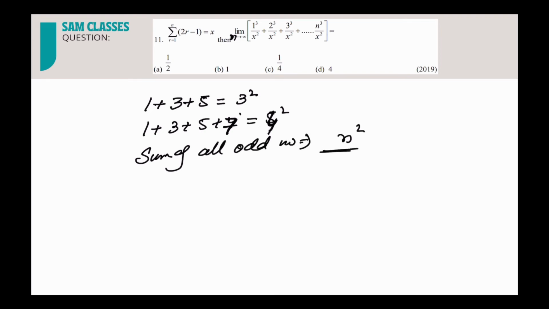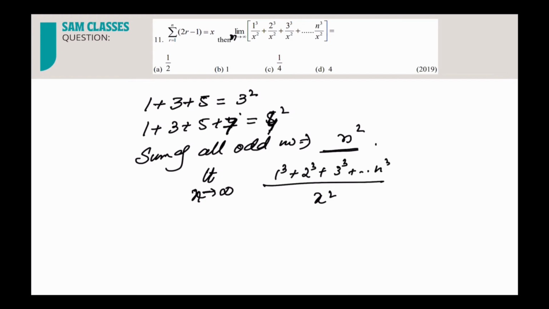Now we have learned this. I just showed you. When I'm doing 1 cube plus 2 cube plus 3 cube, first I'll take the limit common. See down, everybody is having x square only. So take it common: x square by 1 cube plus 2 cube plus 3 cube plus dot dot dot up to n cube.